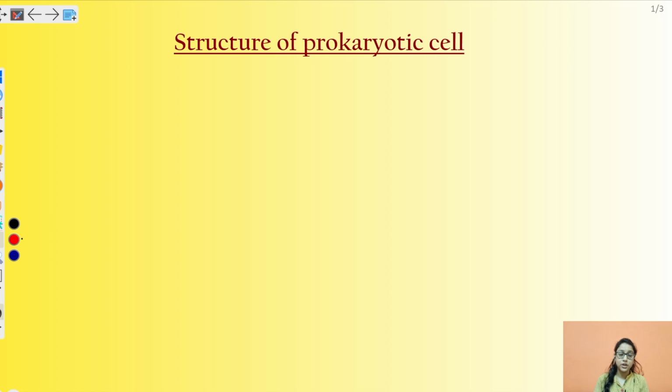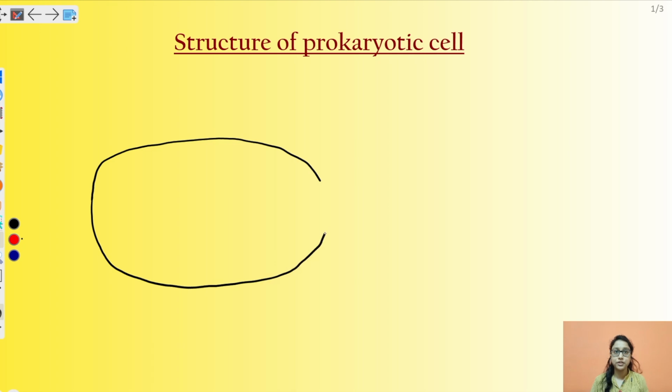In today's session, we will discuss briefly the structure of the prokaryotic cell. For this, we will draw a diagram and start discussing the different parts of the prokaryotic cell. So at first, the prokaryotic cell has a cell membrane, which is semi-permeable in nature. Inside this cell membrane, there will be the presence of cytoplasm.